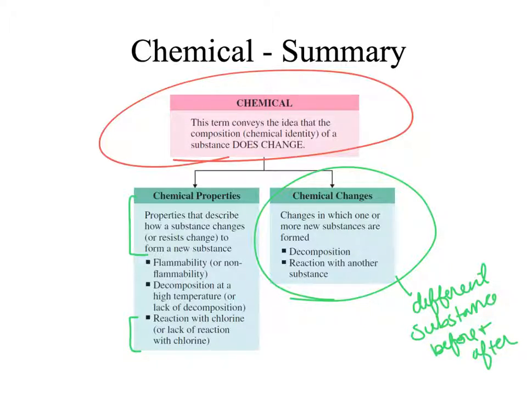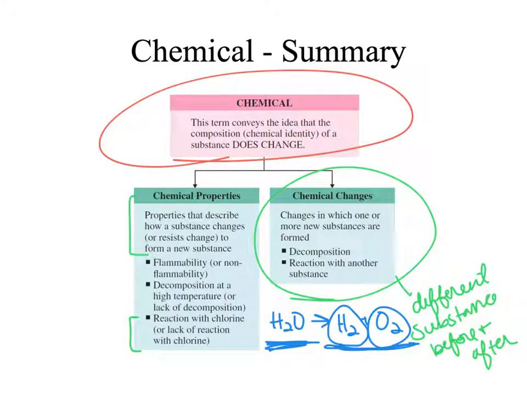So I used water with physical change, and I said you can have liquid water and you can have gaseous water, but you still have water before and after. An example of a chemical change is if you take that water and break it down into hydrogen and oxygen. At the beginning you had water, but you've decomposed it into different substances. So before you had water, at the end you have hydrogen and oxygen. Different substances at the end than what you had at the beginning.